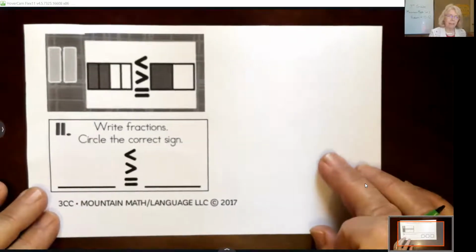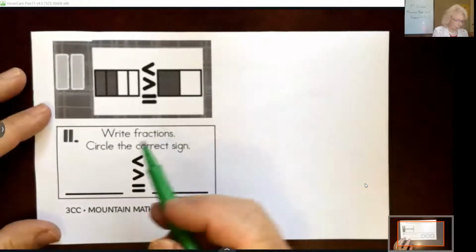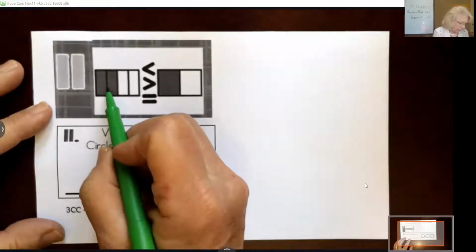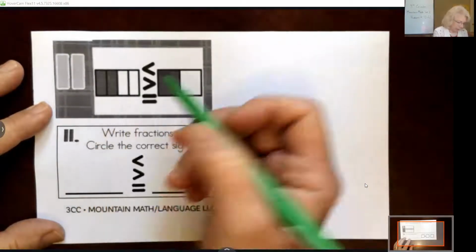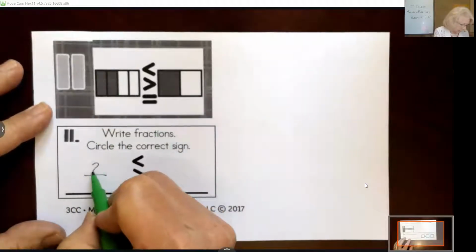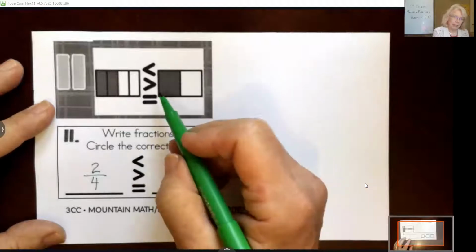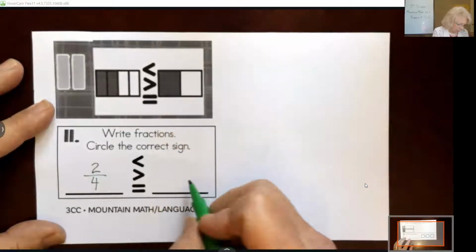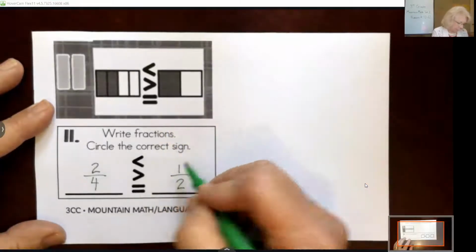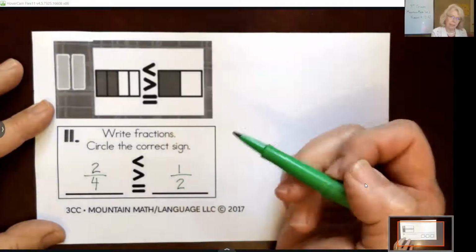Number 11 shows us two fractions, and it says, write the fractions, circle the correct sign. The fraction on our left has 1, 2, 3, 4 equal parts in the whole, and 2 are shaded, so this fraction is 2/4. The fraction on the right has 2 equal parts in one whole, and the amount of those 2 parts shaded is 1.